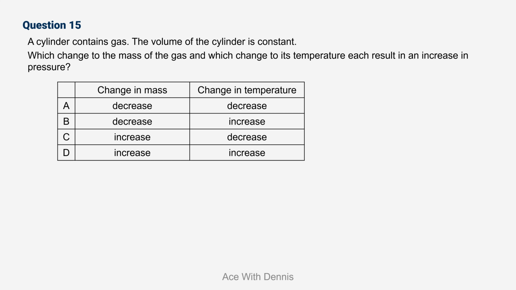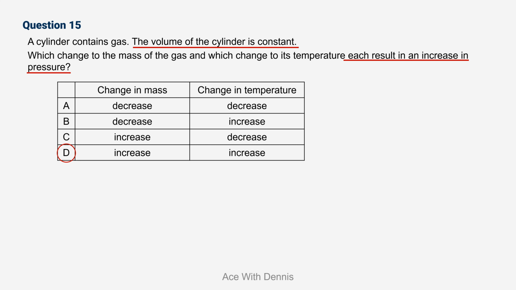To obtain the answer for question 15, first look at the information given in the question. The volume of the cylinder is constant. The next keyword is: result in an increase in pressure. So I want the pressure to increase when we change the mass and change the temperature. So the answer is D.